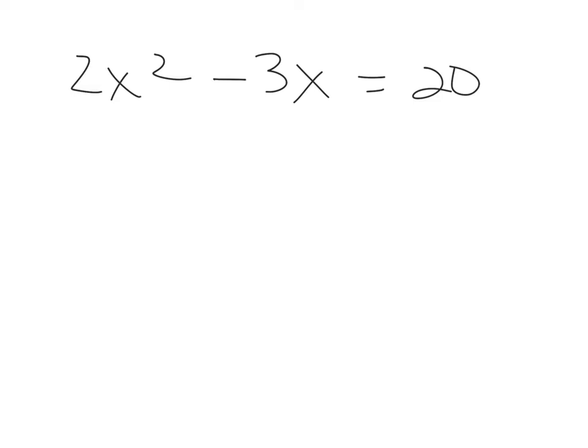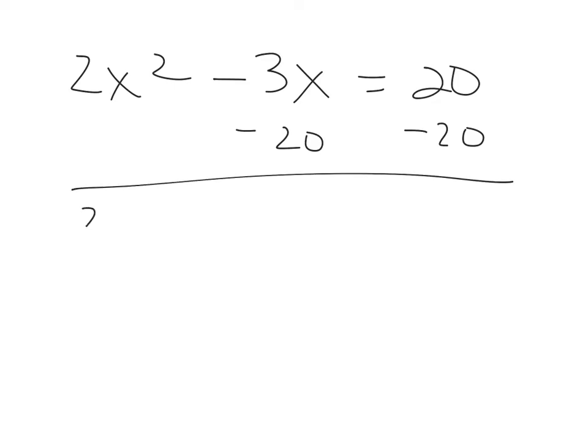So if I want to put this in descending order and I want to have one side equal to 0, first thing I'm going to do is subtract 20 from both sides. And I get 2x squared minus 3x minus 20 equals 0. So that's my first step. Now the second step is to be able to find the answers to this quadratic equation, I have to try to factor that trinomial on the left side.